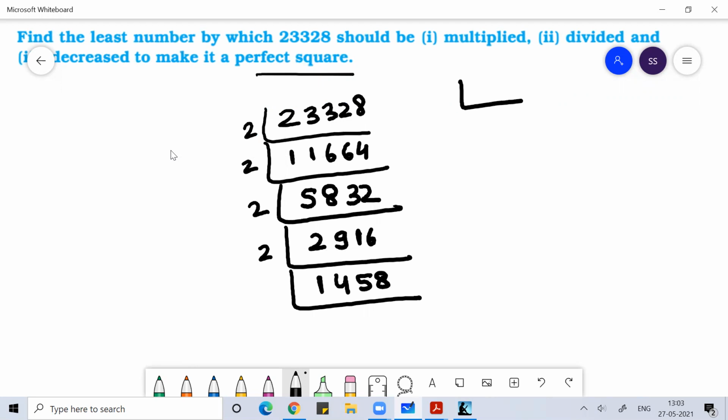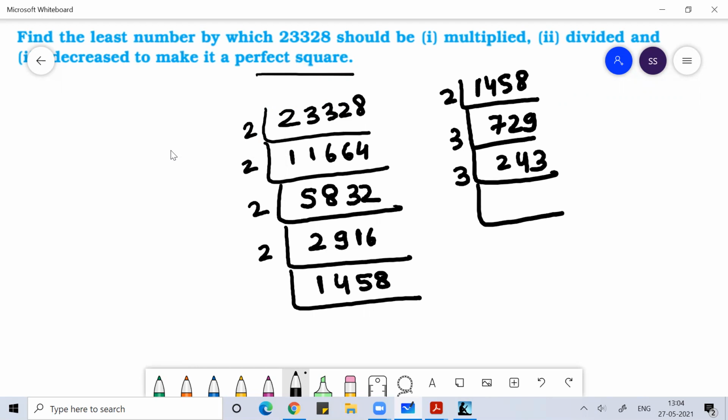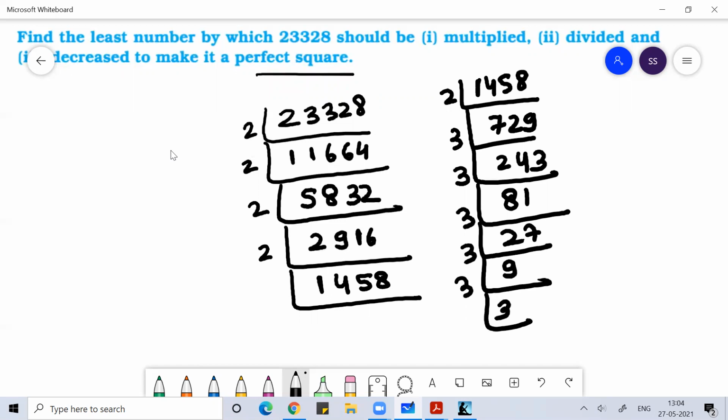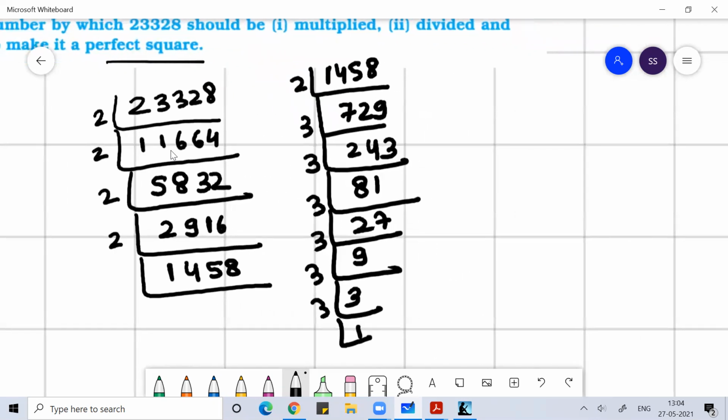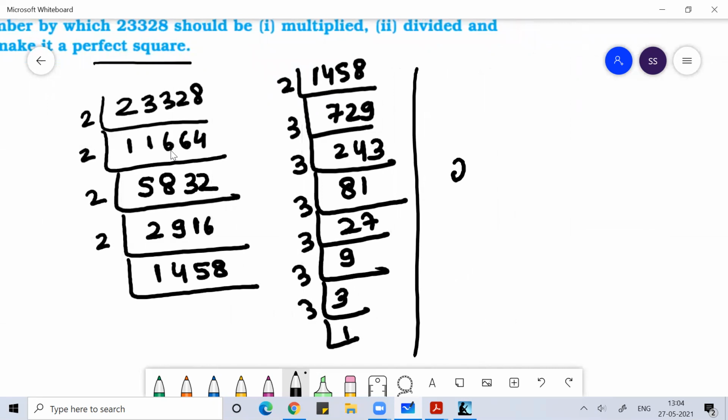Okay, you find its factor, 1458 divided by 2. If you divide by 6, what will you get? 243, right? Then you divide by 3, you'll get 81. Divide by 3, 27. Divide by 3, you'll get 9. Divide by 3, you'll get 3. So ultimately, I can write this number 23328 as 2 to the power 5 into 3 to the power 6.